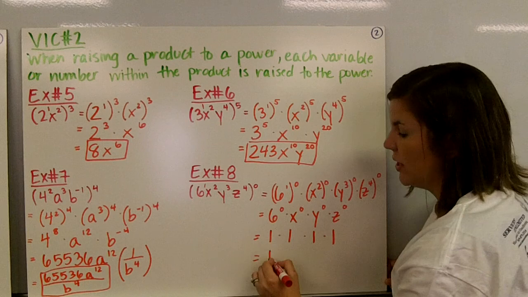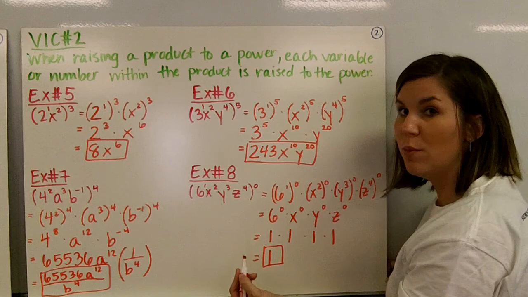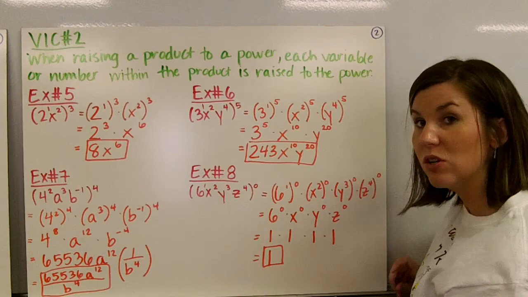Remember, we could have done a shortcut. Anything to the 0 power is just 1. So you could have cut from here straight down to your answer. Make sure you remember that rule.